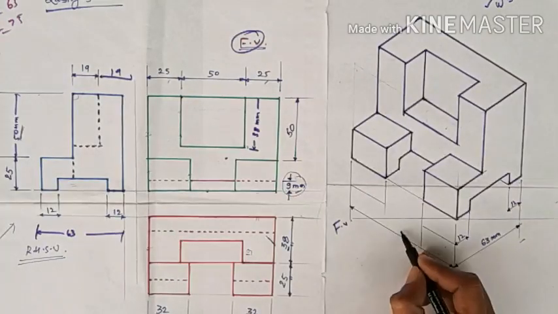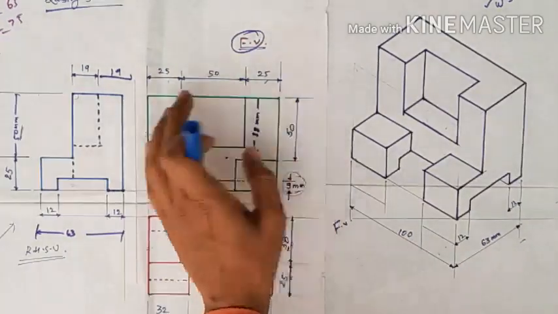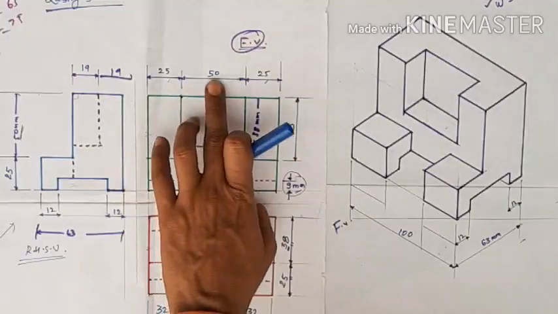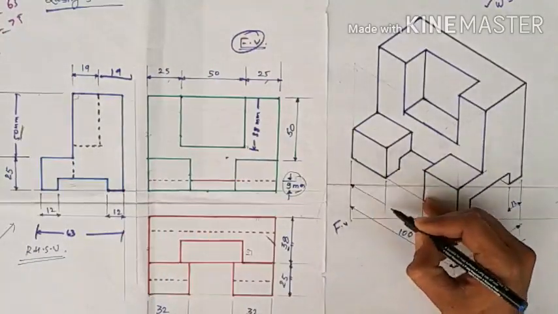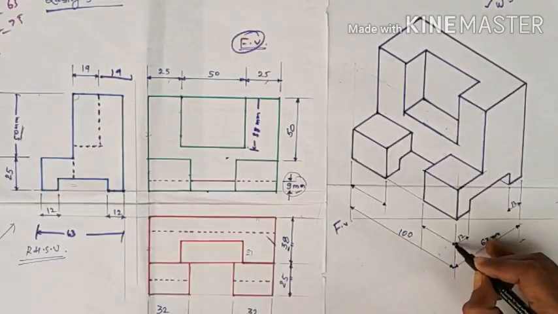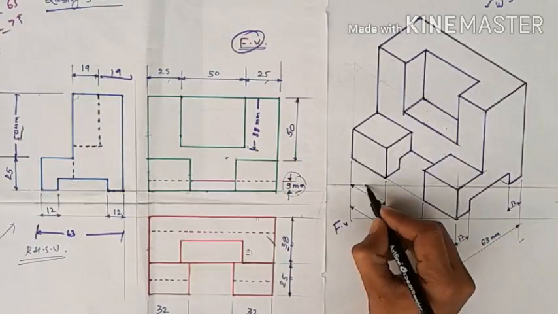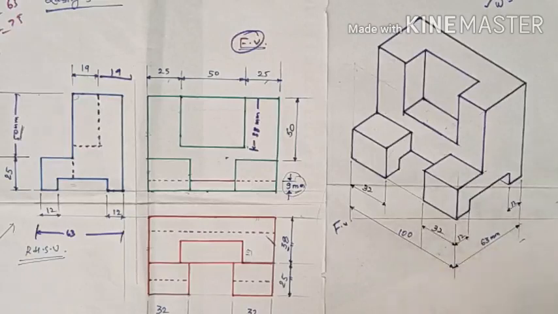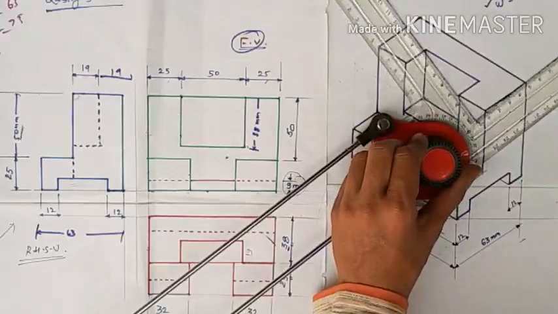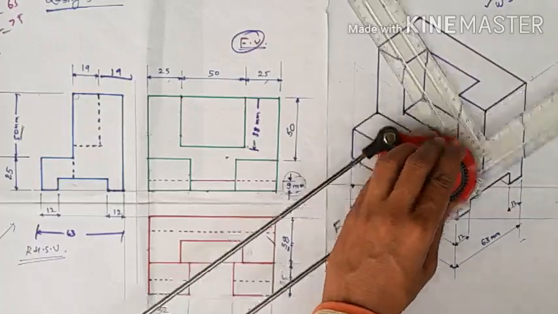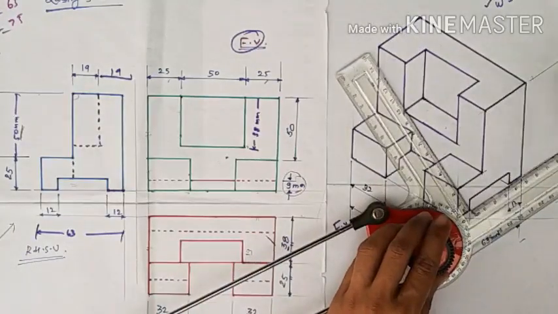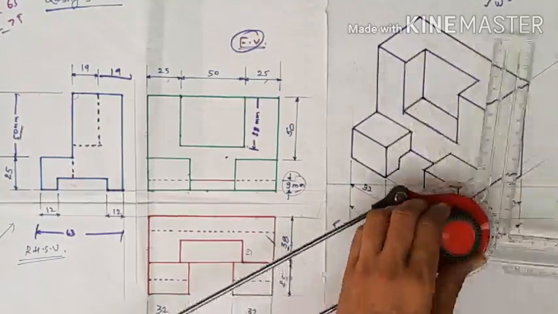In the front view this is totally 100 mm: 50, again here 50, 25, 25, so 100 mm. And these are the 32 mm, this is 32 mm, and again this is your 32 mm. Now talk about the height. You draw this line parallel to it, like from here, and again draw the line like this, because it is a 9 mm line.